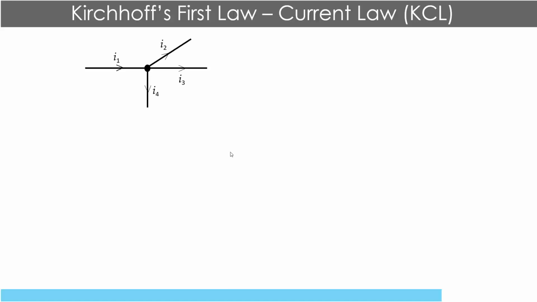So let's look at this diagram and then the question attached to it. It says if I1 is equal to 10 amps, and then we have that I2 is equal to 3 amps, and then I3 and I4 are equal, that we should find the value or the values of I3 and I4.